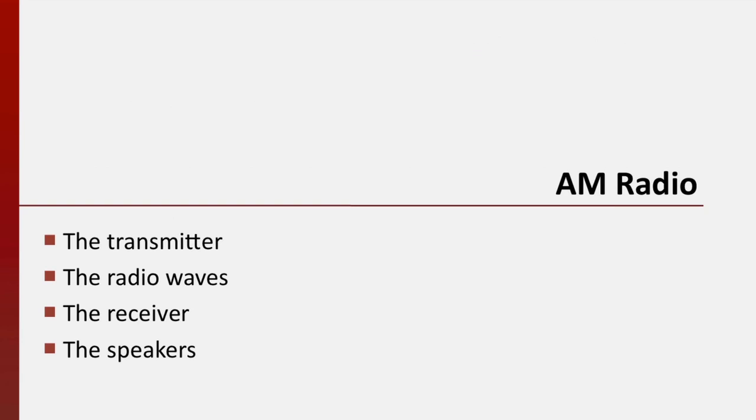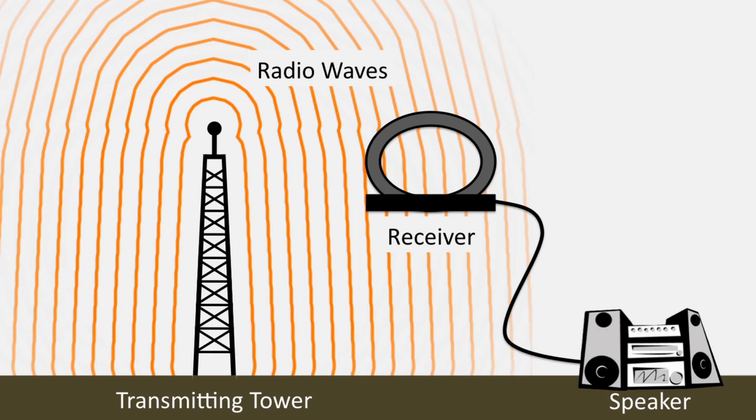Let's begin with an overview of radio broadcasting. We'll be discussing AM radio, as it is probably the simplest sort of broadcasting. There are four basic things we need to look at today: the transmitter, which sends the radio waves themselves, the receiver that detects them, and the speakers that turn the receiver's signal into sound. This picture shows an overview of the process. The transmitting tower on the left produces radio waves that travel through the air until a receiver detects them and sends a signal to a speaker.